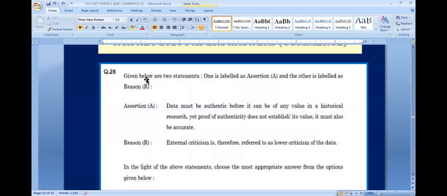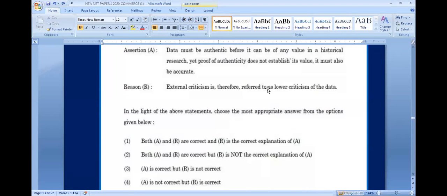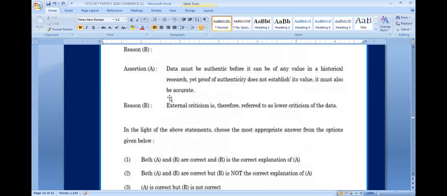Data must be authentic before it can be of any value in the historical research. Yet proof of authenticity does not establish its value. It must also be accurate. Criticism is therefore referred to as lower of the data. So now look at, based on your conceptual understanding, first we need to check out whether assertion is right. Don't come to the conclusion now. Read assertion alone and see whether that is right or wrong.